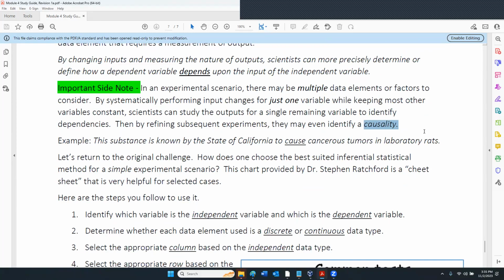So has anybody ever seen cautionary labels on products that says this substance is known by the state of California to cause cancerous tumors in laboratory rats? Has anyone ever seen a disclaimer on a product like that? Seriously?